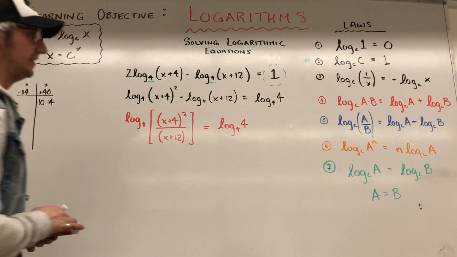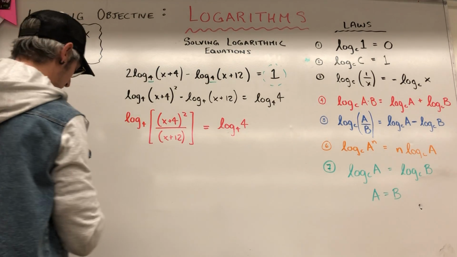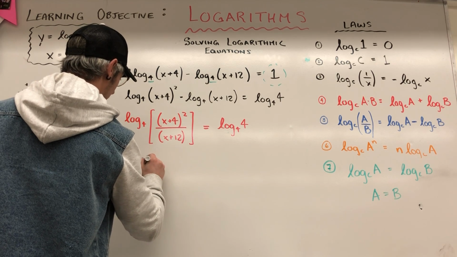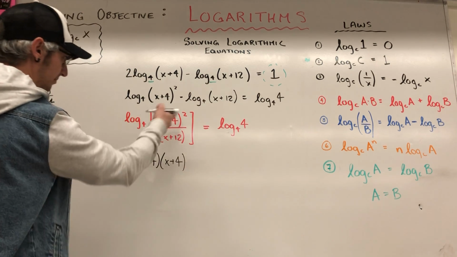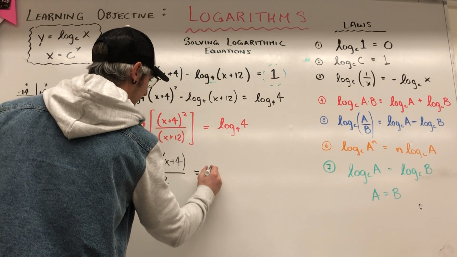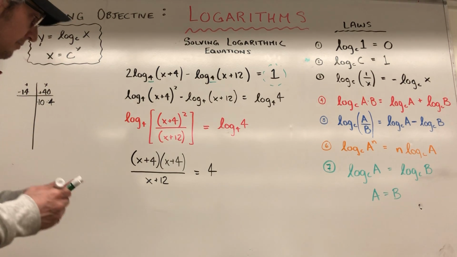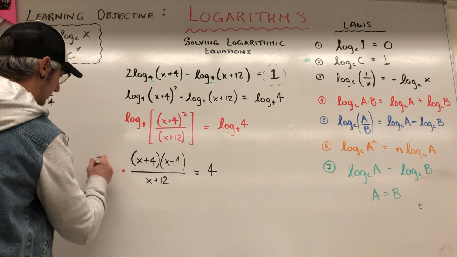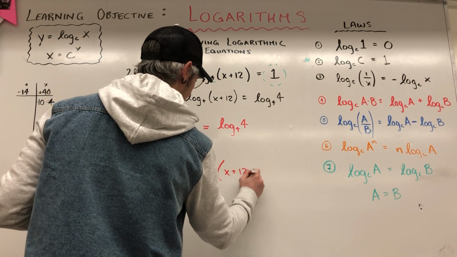Now I can use this because I have the same base for my logs. So I can ignore the log base 4 now and just rewrite this as x plus 4 squared, or x plus 4 times x plus 4, because I know I'm going to have to expand this, over x plus 12 is equal to 4. Now I'm going to solve for x here, and I'm going to do it by getting rid of my denominator. I hate denominators with variables, so I'm going to multiply both sides by x plus 12.